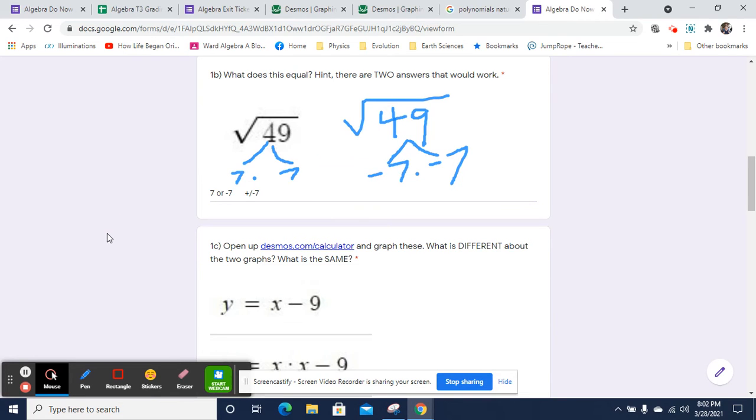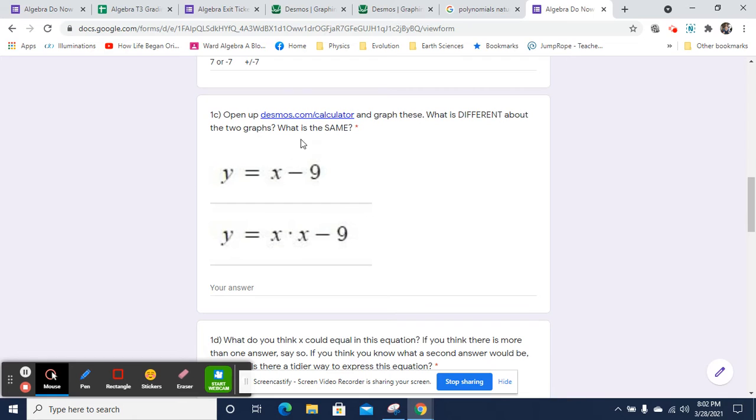Now let's take a look at this next one. We're going to open up Desmos, and we're going to graph these two equations. So y equals x minus 9 and y equals x times x minus 9.